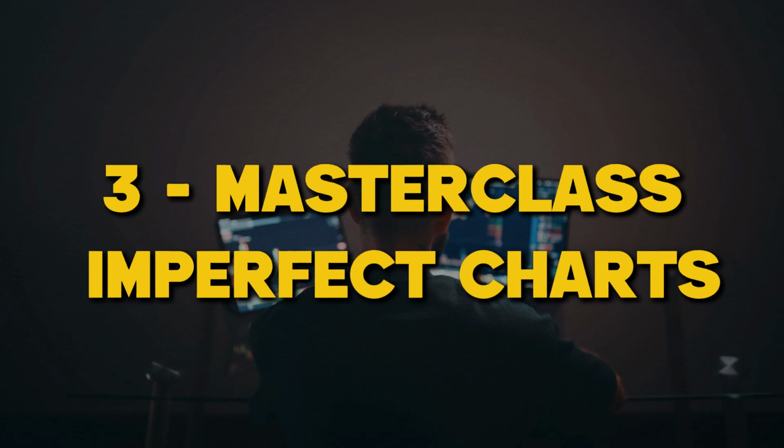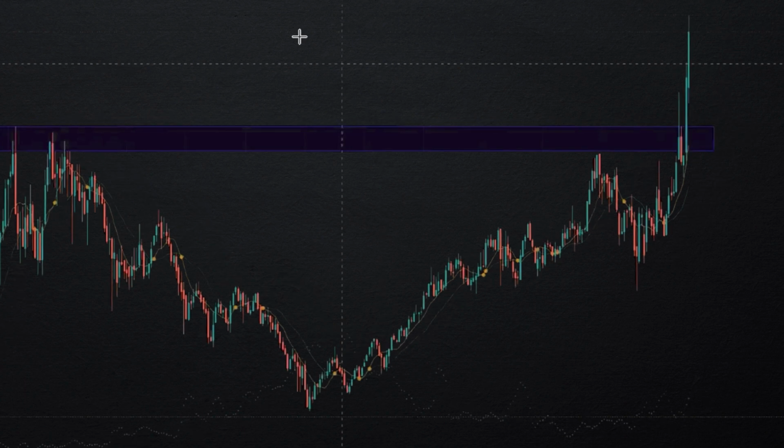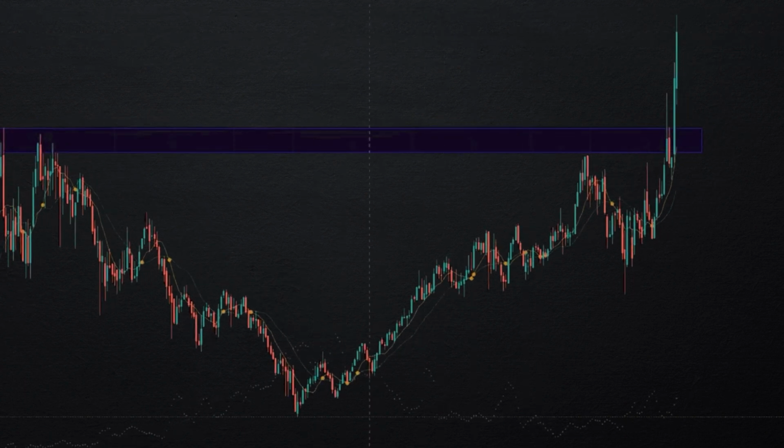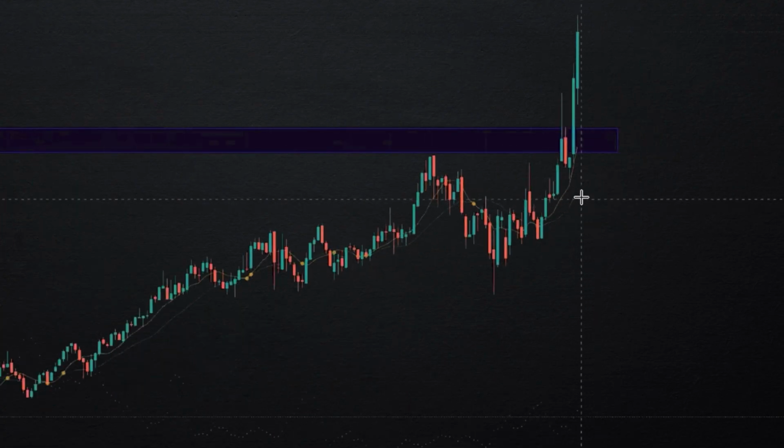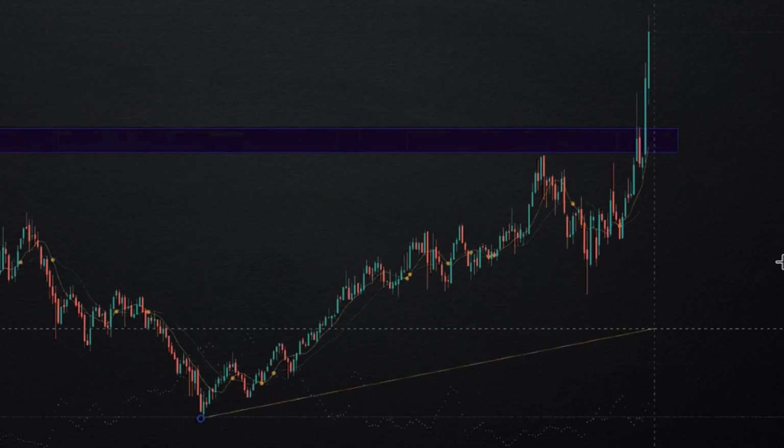So, with those rules in our back pocket, let's put them to the test. This is the masterclass section, where we're going to solve the 2 biggest, most frustrating problems you'll run into when you're trying to do this on a real live chart. And here we go. The classic problem. You can clearly see the trend, you can spot the swing highs or lows, but they don't line up perfectly. One point is a little too high, the next one's a little too low. So how in the world are you supposed to draw that line?